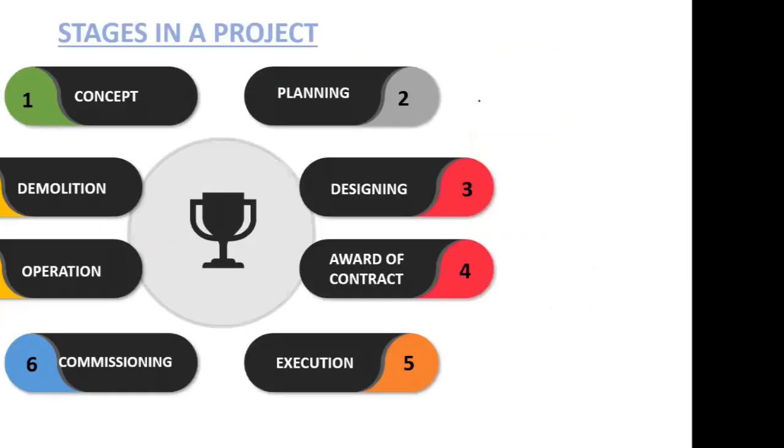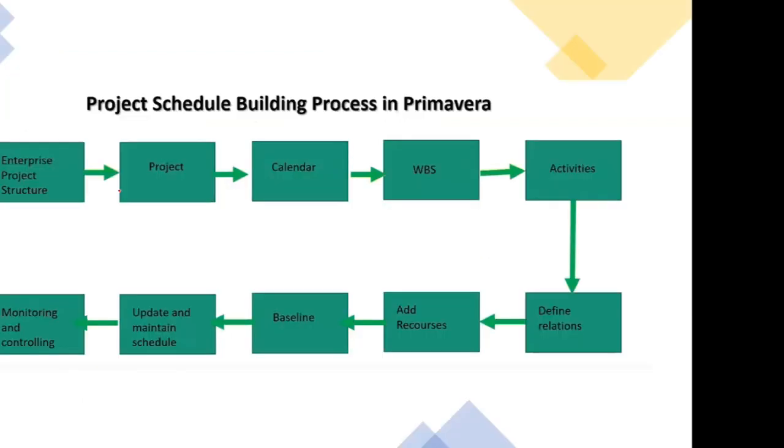Then these are the drill down of those previous stages we have discussed: concept, planning, designing, award of contract, execution, commissioning, operation, and demolition. Overall, your project goes around to these 8 stages. Okay. Now, coming to the Primavera part. This was just a glimpse of basic things you should know, whether you are studying Primavera, you are studying design or anything into the construction field.